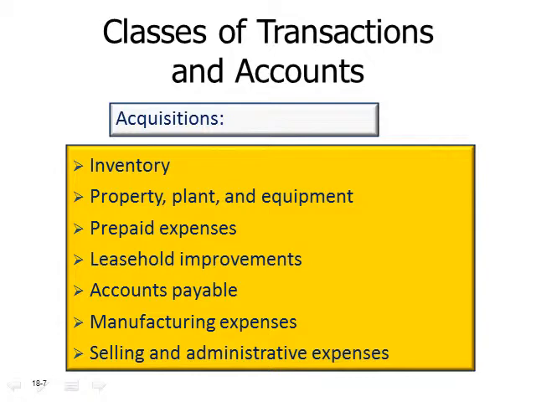And this provides some examples of the transactions and the accounts that are involved, such as the inventory account when we're buying goods for manufacturing, property, plant, and equipment, if we're buying machinery or property or even office equipment such as computers, desks, and chairs. Leasehold improvements is a good example of this as well.